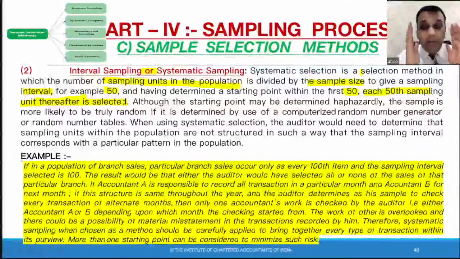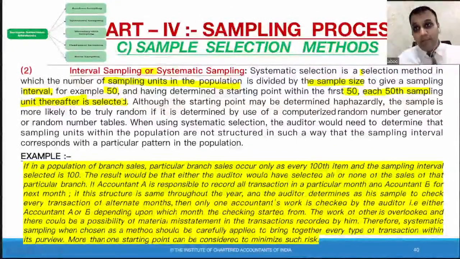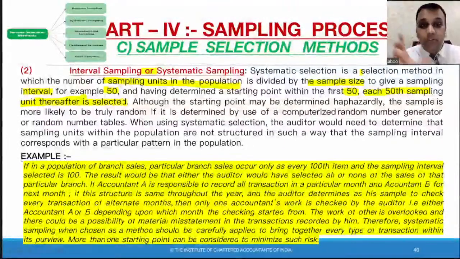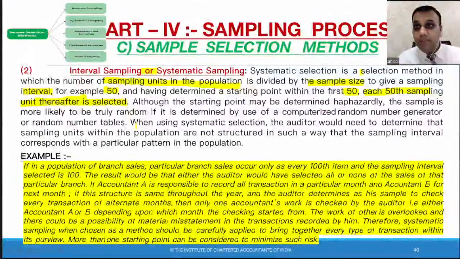Systematic is, I have formed a base. Every 50th number. So I'll be choosing 50, 100, 150, 200. That is systematic and that includes an interval. The starting point may be determined randomly, haphazardly, but the whole sample would be determined by the use of a computerized random number generator or random number tables.